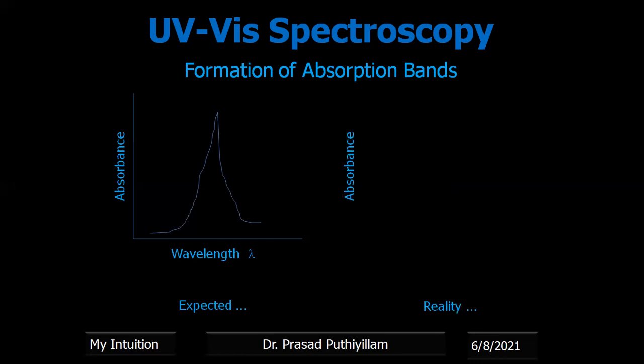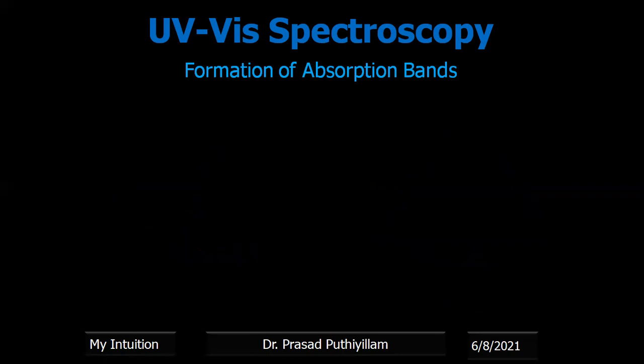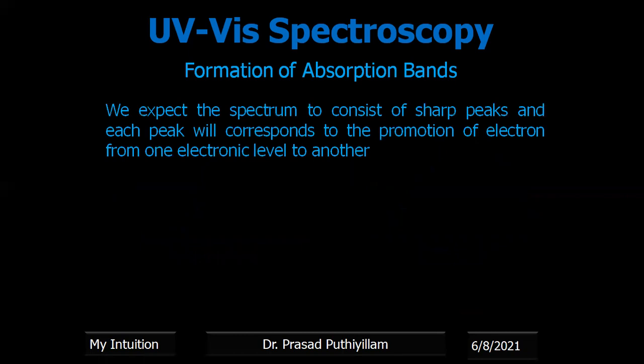Whereas in reality, when we obtain the spectroscopic plot, we get a very broad peak. This is my hand-drawn peak, not so smooth. We actually get a very broad peak like this in UV visible spectroscopy. So what is the reason? That may be one of the important questions in a university level question paper. To answer that, we'll see one by one. So this is our expectation.